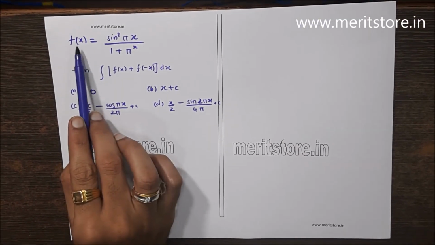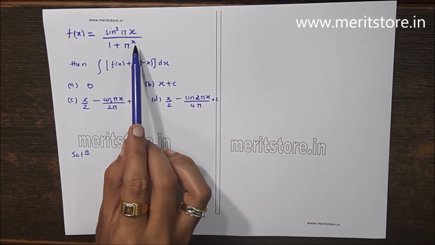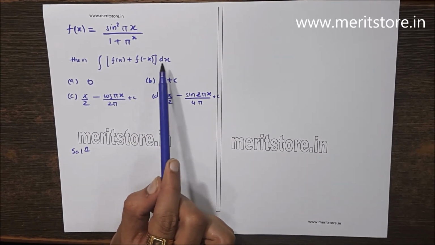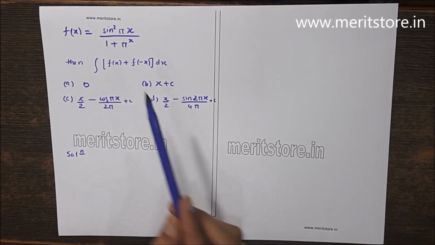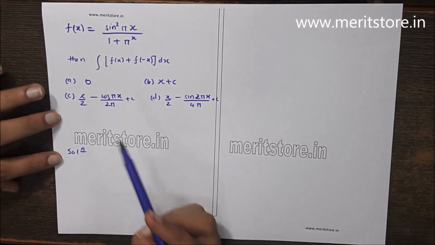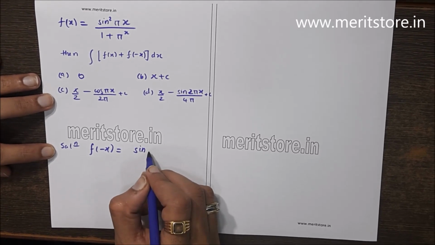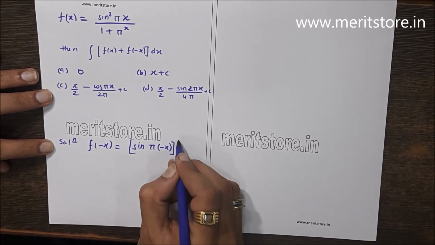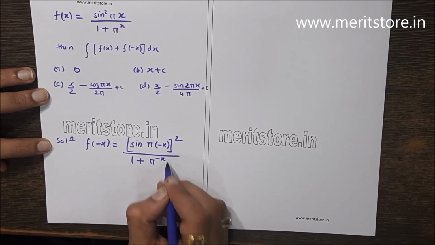F of x equals sine square pi x upon 1 plus pi raised to x. You have to find the integral of f of x plus f of minus x, and the options are as follows. We have been given f of x already. We'll first find this f of minus x. F of minus x will become sine of pi times minus x, the whole square, upon 1 plus pi raised to minus x.